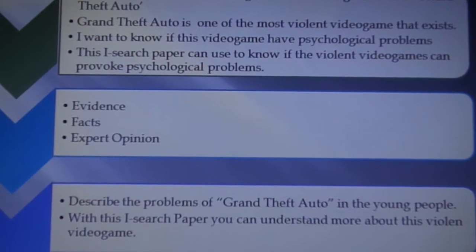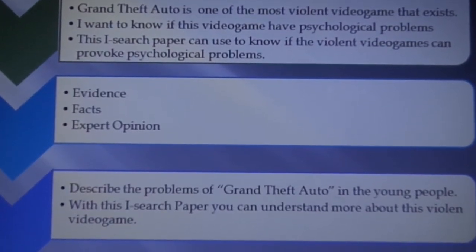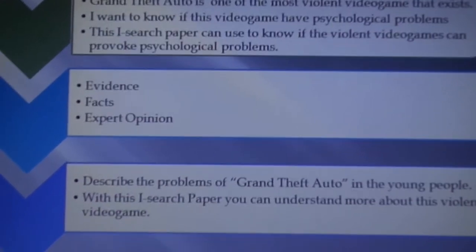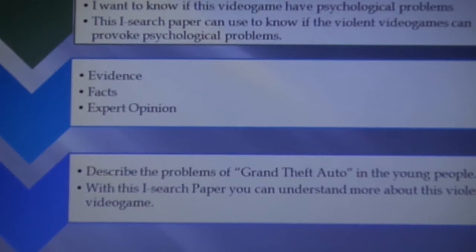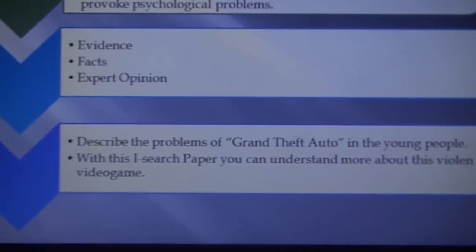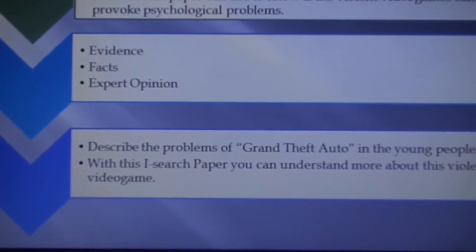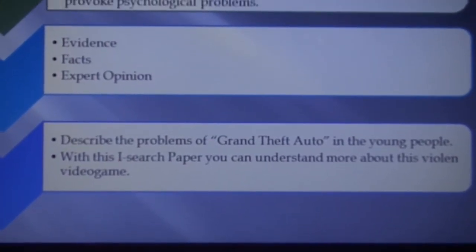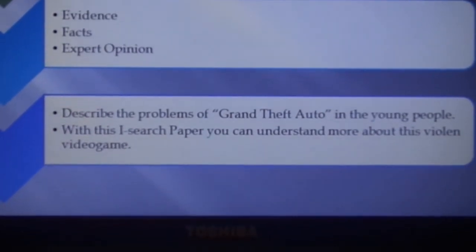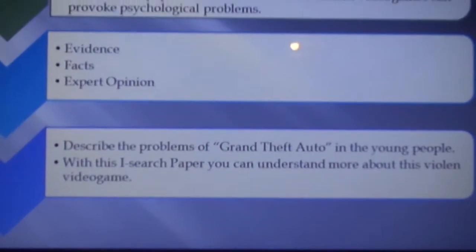And this is a short paper you can use to know if violent video games can provoke psychological problems. The second step is the body. This consists of the evidence, facts, and expert opinion. And the third step is to describe the problems of Grand Theft Auto, the video game, for young people. With this short paper, you can understand more about this violent video game.